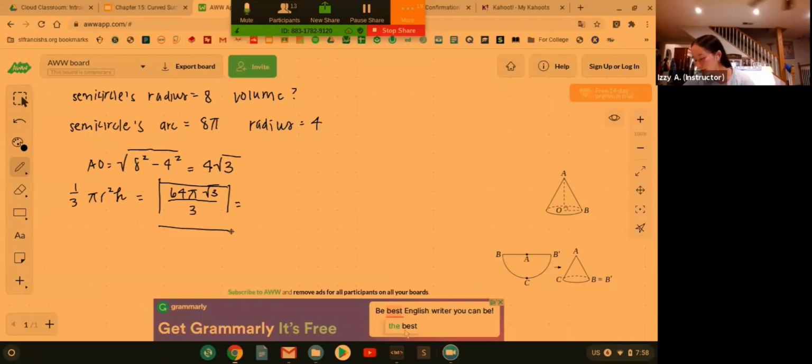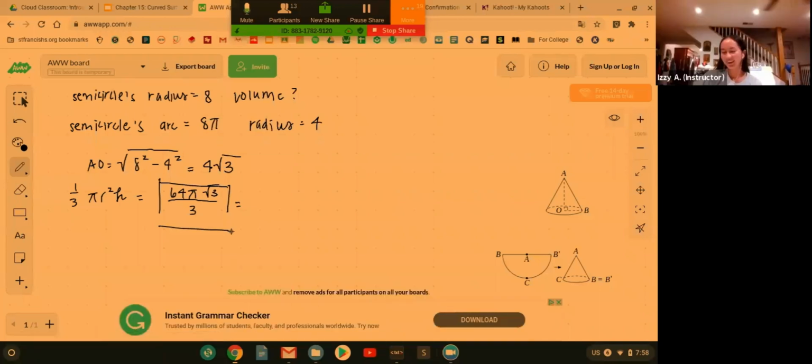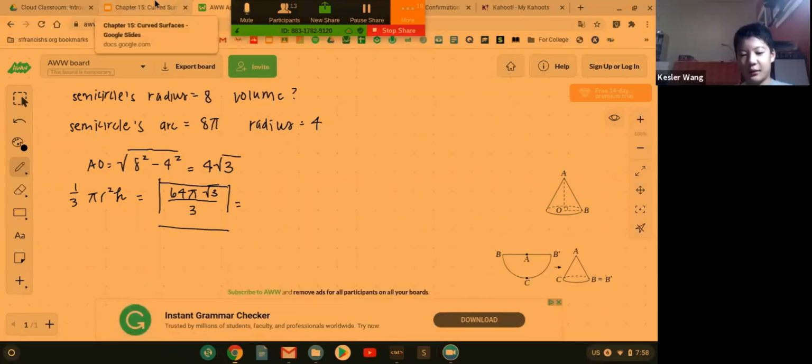So I will leave this up here for a few more seconds, and then we can go ahead and go to the next slide. The Kahoots? Not yet. Later, though. Just asking.